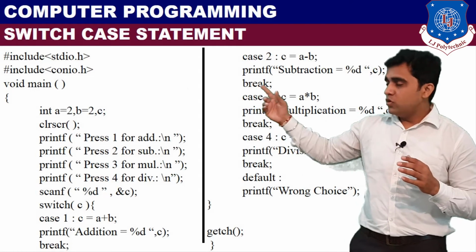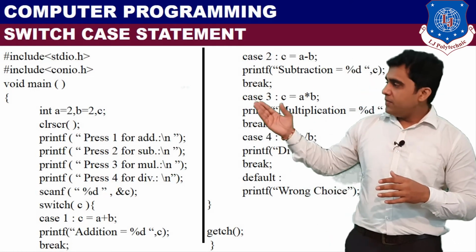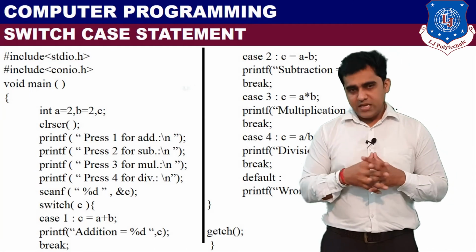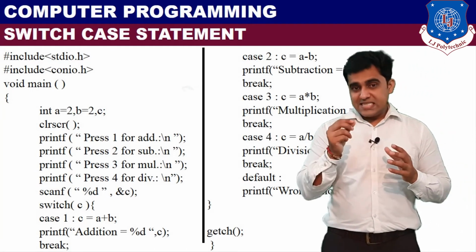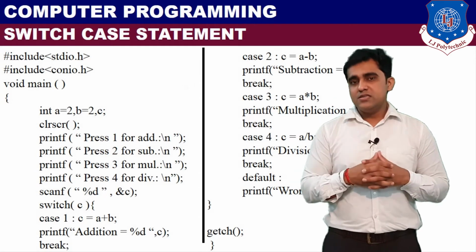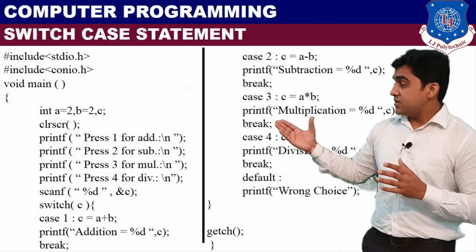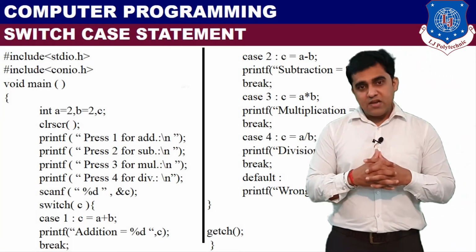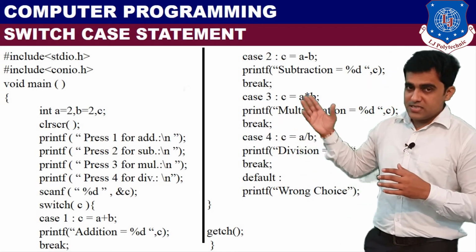Case 2 colon. C equals A minus B. Printf %d, C. Break. Case 3. C equals A into B, printf %d, C. And case 4. C equals A divide B, printf %d, C.